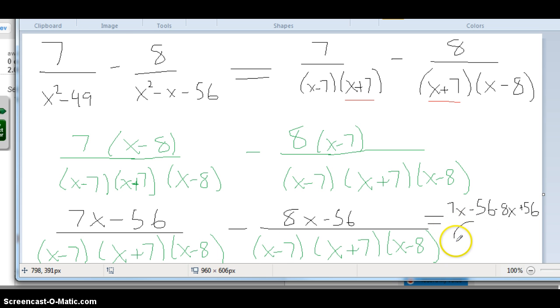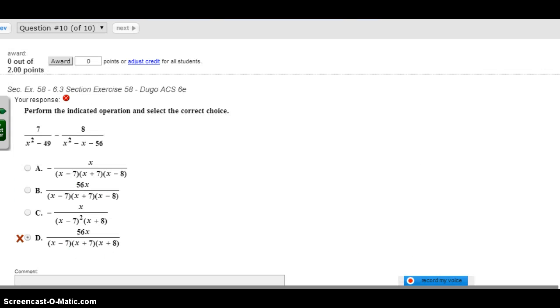So I'm just going to keep reducing the top here. So 7x minus an 8x, you have a negative x, minus 56 plus 56, that just completely cancels out to 0. So the whole top reduces to just that. And then this will be the bottom, the x minus 7, x plus 7, x minus 8. So for your answer choices, that looks like A, where there's just a negative x as the top, and then the bottom is x minus 7, x plus 7, x minus 8.